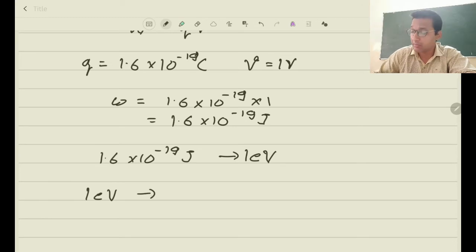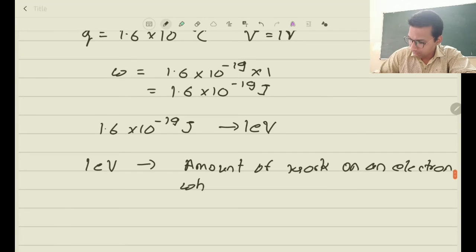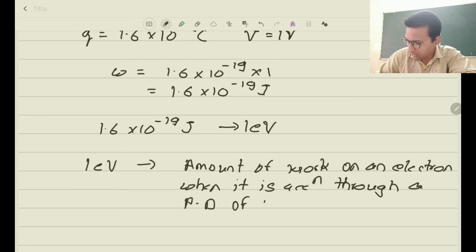It is the amount of work done on an electron, because here we are considering the charged particle to be an electron, when it is accelerated through a potential difference of 1 volt. So what is 1 electron volt?